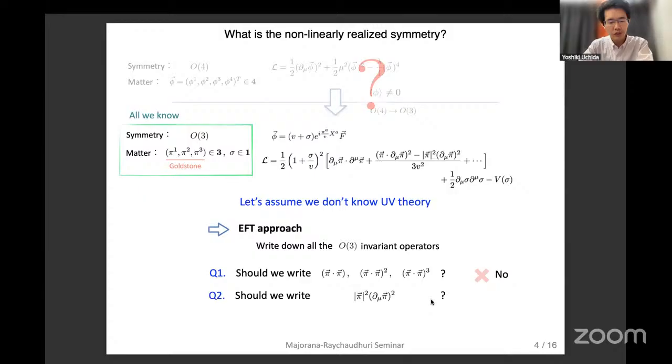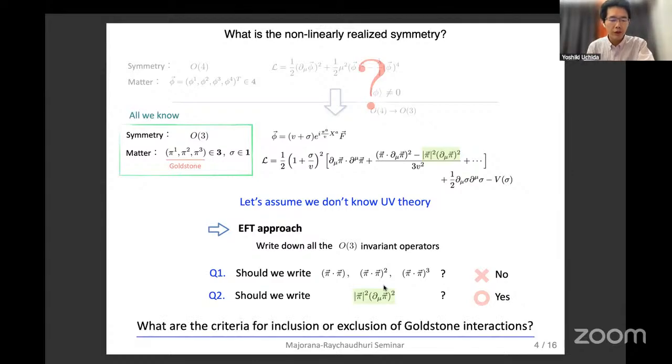So let me ask another question. Should we write down this interaction? The answer is we should include this interaction because this interaction is already included in the, let's say, UV completed EFT original theory. So we should include these operators. So we can ask what are the criteria or principle for inclusion or exclusion of the Goldstone interactions.